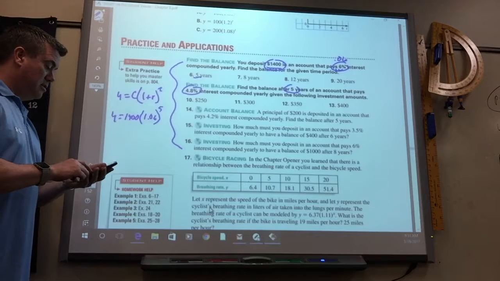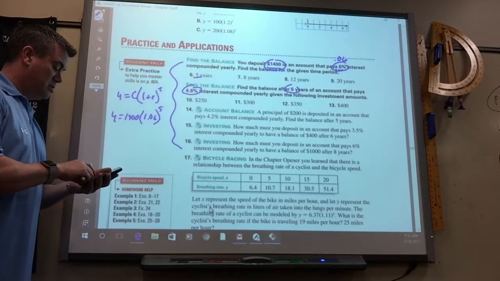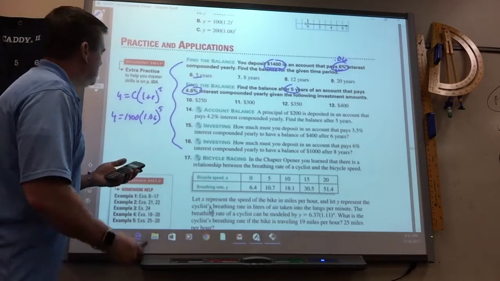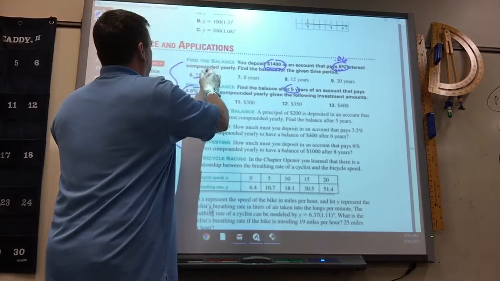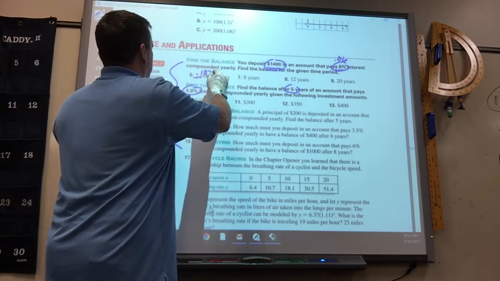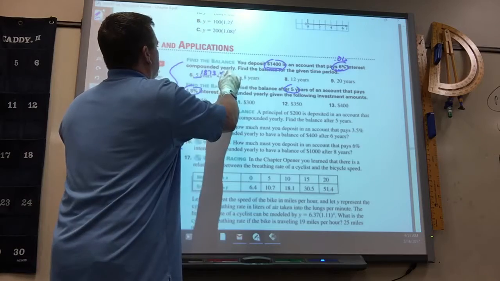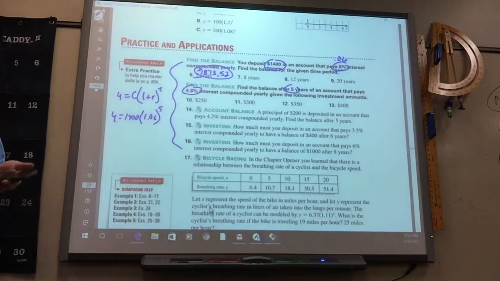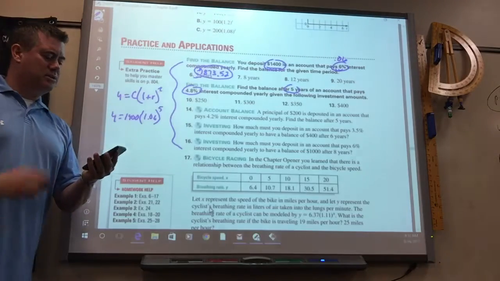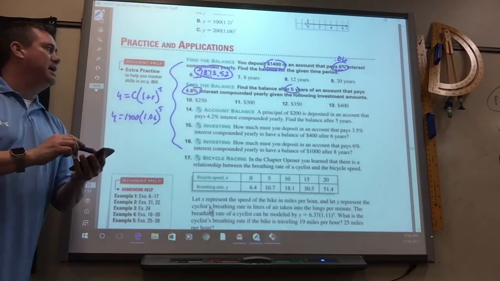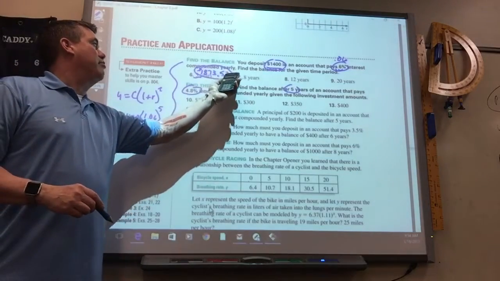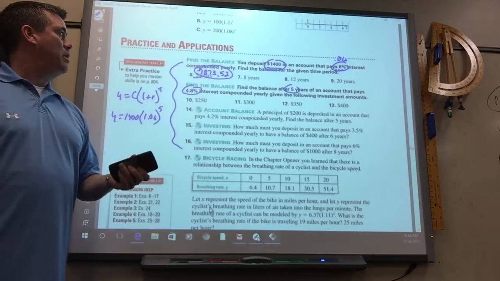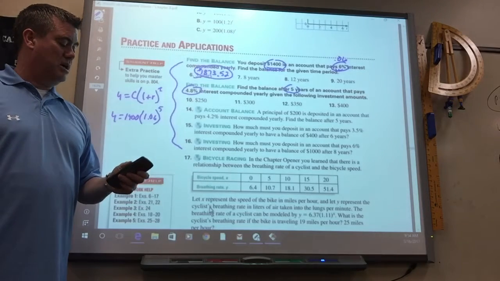So 1,400 times 1.06 raised to the 5th is 1873.52. You got to round to the second decimal place because it's money. Anytime there's money, because it turns out to be 0.515809, so 0.515 would round to 52 cents. So it's $1873.52.